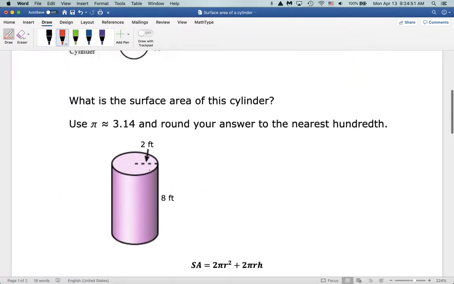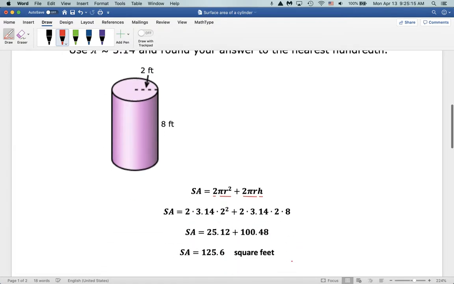Okay, so here we have a cylinder. It has a radius of 2, and it has a height of 8. And it says to use 3.14 for pi. So I take my formula, which, remember, is two circles of pi r squared size, and the side, which is the circumference, 2 pi r, times the height. So let's see how that works into the formula.